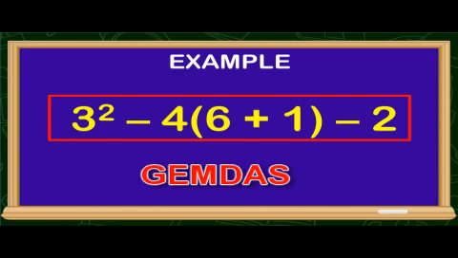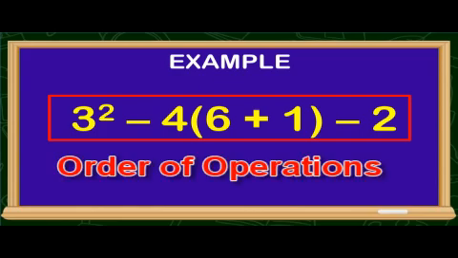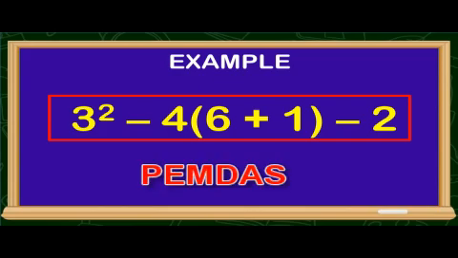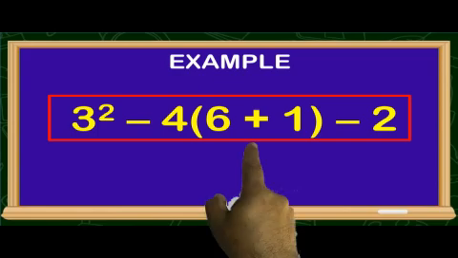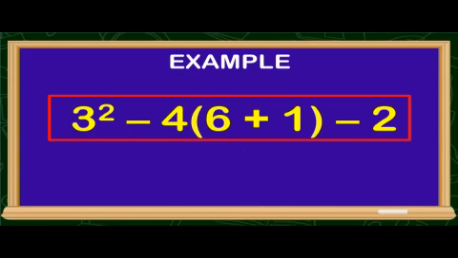Ang PEMDAS o GEMDAS ay isang pamamaraan upang ma-remember natin ang order of operations. Based on the mnemonic device, P stands for parenthesis, E for exponent, M for multiplication, D for division, A for addition, and S for subtraction. Alin sa tatlong terms ang ating uunahin? Obviously, yung pangalawa. Nandito ang parentheses. 6 plus 1 equals 7 times 4 equals 28.